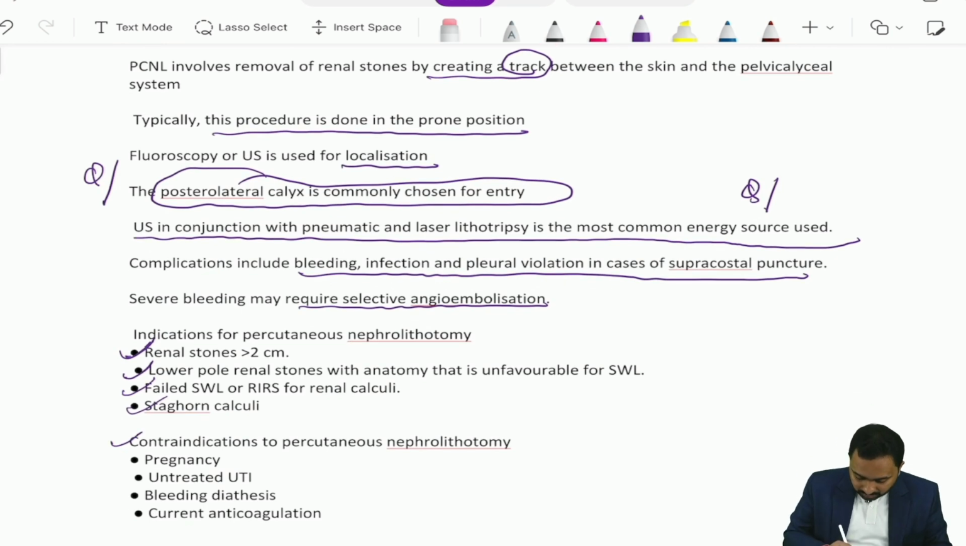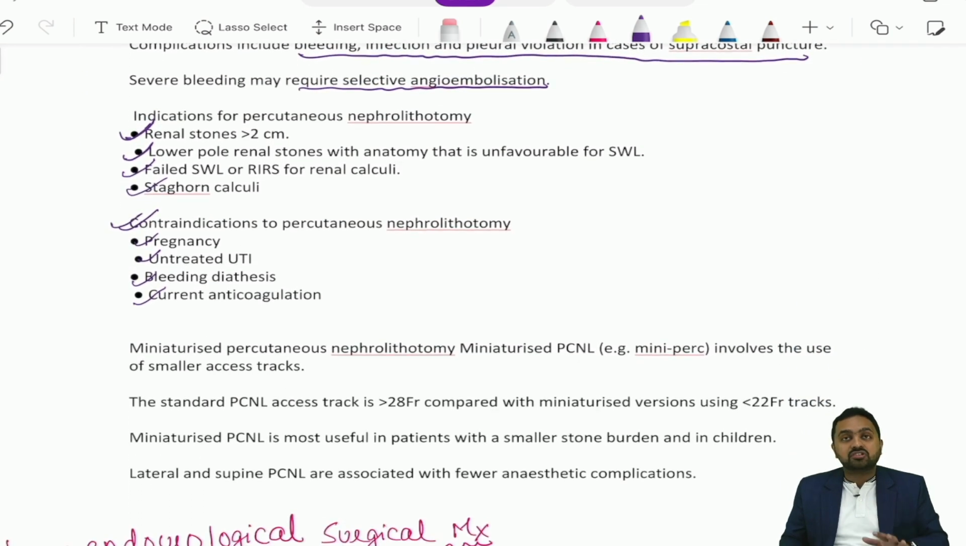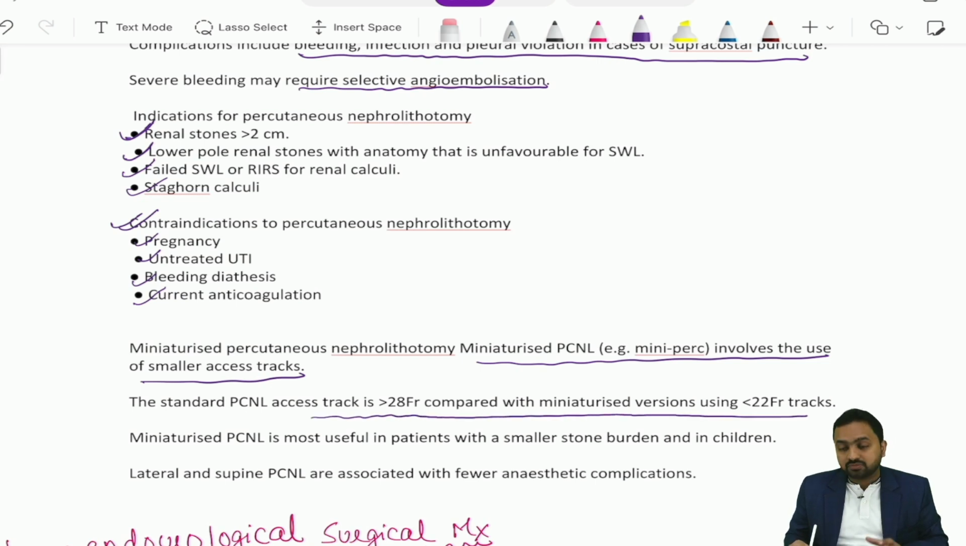Then you have your contraindications to percutaneous nephrolithotomy, which include pregnancy, untreated UTI, bleeding diathesis, and current anticoagulation. Then you have your miniature percutaneous nephrolithotomy, which includes the use of a smaller tract. The standard tract is more than 28 Fr, compared with the miniature version using less than 22 Fr tracts. Miniaturized PCNL is most useful in patients with a small stone burden and in children.